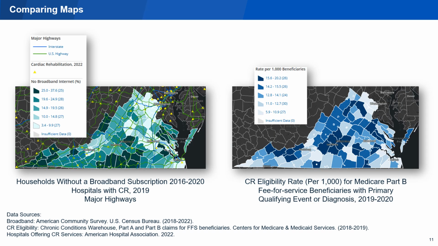Now we can take this map of households without a broadband subscription, hospitals offering cardiac rehabilitation services, and major highways, and bring in a map of cardiac rehabilitation eligibility. These maps can allow us to build a more complete image of what communities have the greatest number of people in need of interventions to help them access cardiac rehabilitation or identify regions where people eligible for cardiac rehabilitation may have the greatest challenges to participating in cardiac rehabilitation.